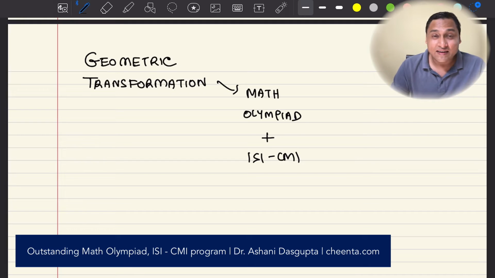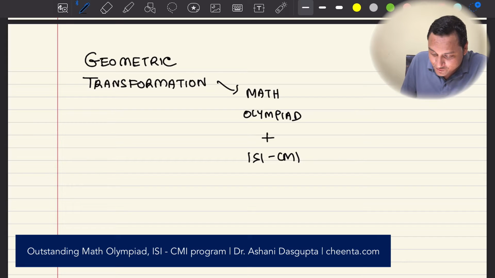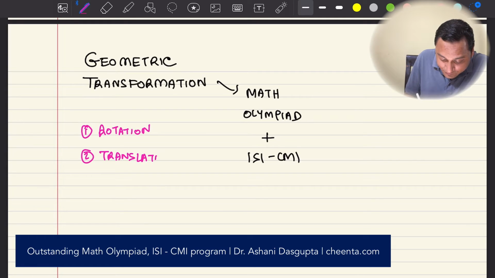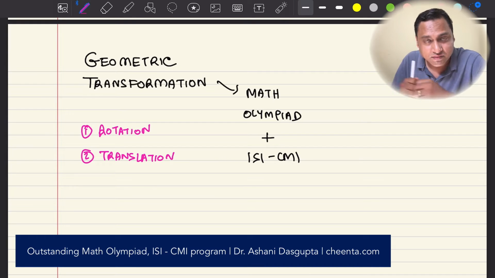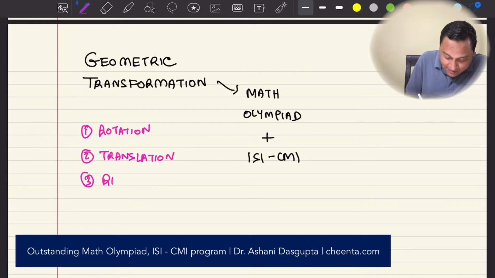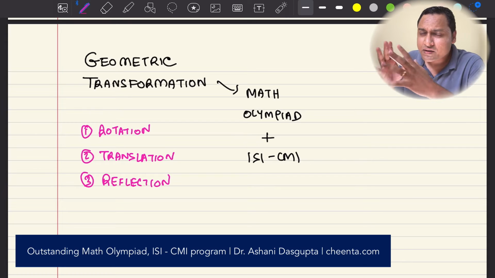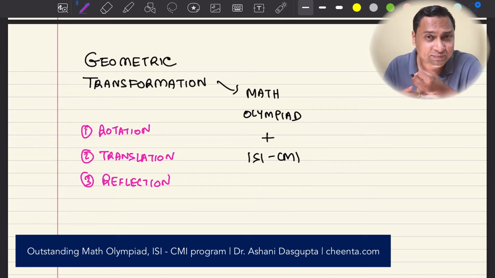In the first episode, we learned something about it. We actually did a problem on rotation. So if you do not know what is geometric transformation, I'll give you right away some examples. Rotation is an example. Translation is an example. Translation means you shift along a certain direction. Reflection is another example. And then in the last video, I actually talked about two more examples which are a little bit different, inversion and homothety. We will come to that as we go through these topics.